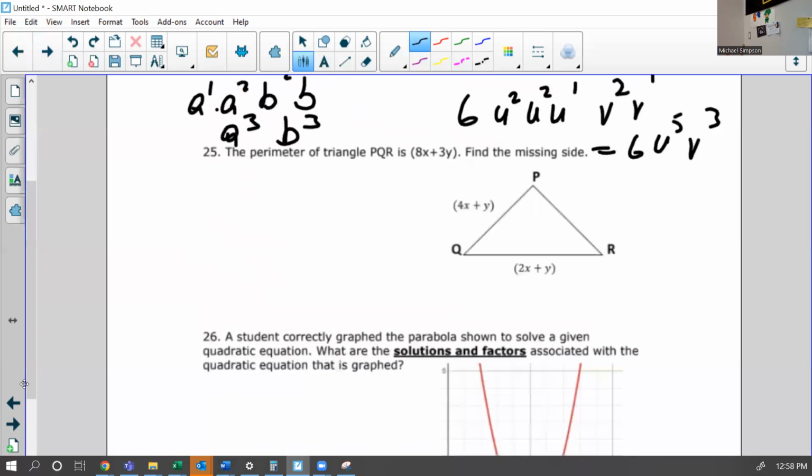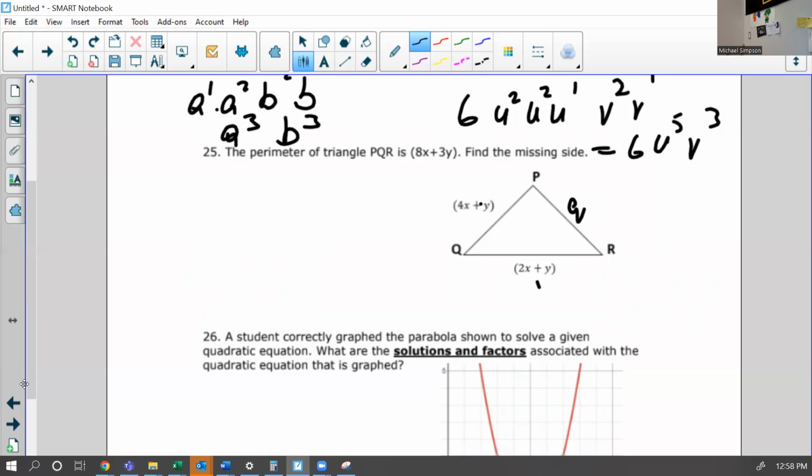All right. 25 asks for the missing side. Again, the key phrase here is perimeter. Perimeter is you've got to add the outside dimension. So there's a triangle. So the perimeter is the sum of all the sides. This plus this side plus this side. But this side, we don't know what this is. So I'm going to leave that as a q right there. Just call it a small q.